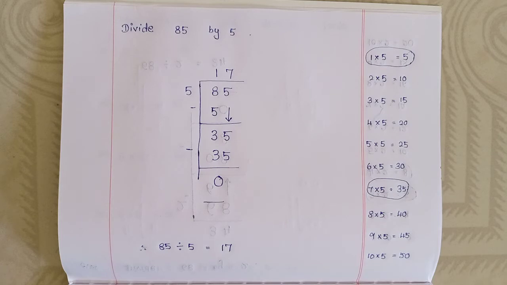Bring down 5 once and divide it by 5. Then another time recall the table of 5 till you get 35. 7 5s are 35. You write 7 at the top and 35 you should write it below. Then 35 minus 35 is equal to 0. Okay, Mama, do you understand?